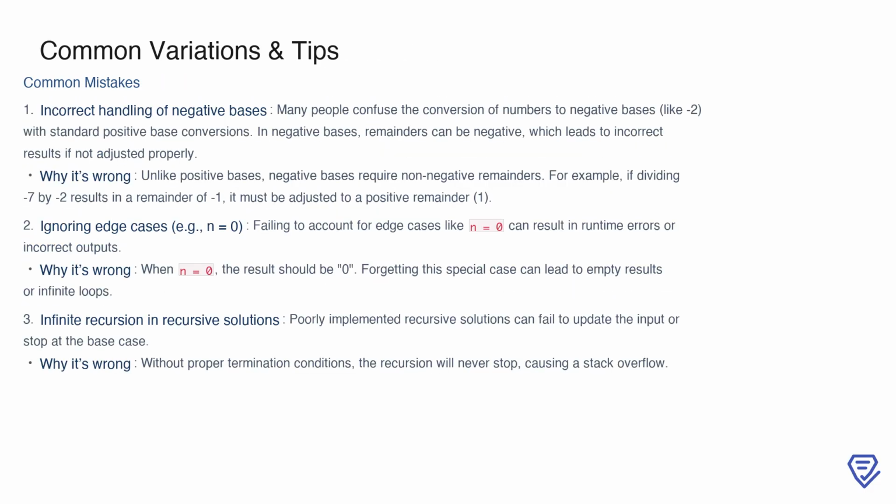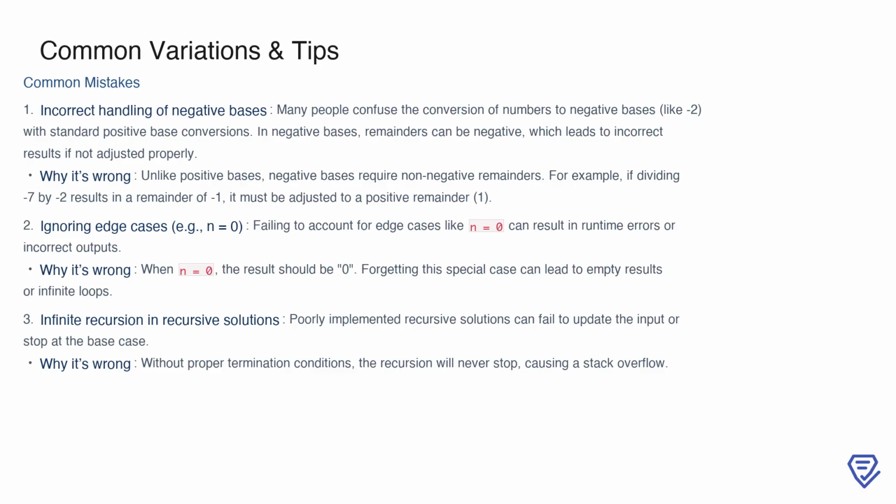One common mistake people make when converting to base -2 is misunderstanding how negative bases work. Unlike positive base conversions, where remainders are simply taken as is, negative bases require remainders to always be non-negative. For instance, dividing -7 by -2 gives a remainder of -1. This remainder must be adjusted to a positive value, like 1, while also adjusting the quotient accordingly. Failing to do this leads to incorrect results.